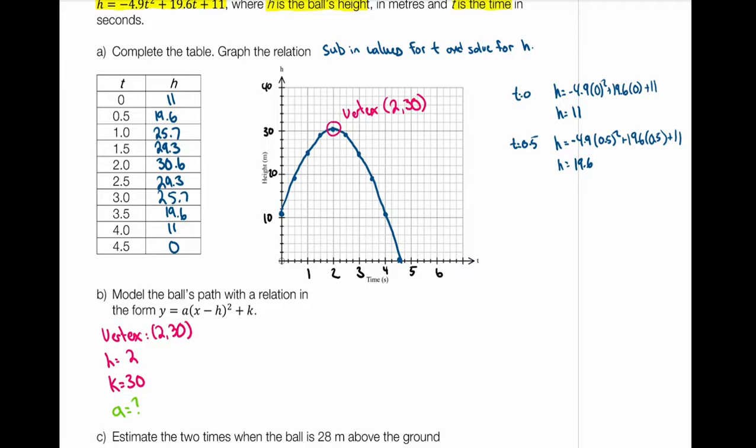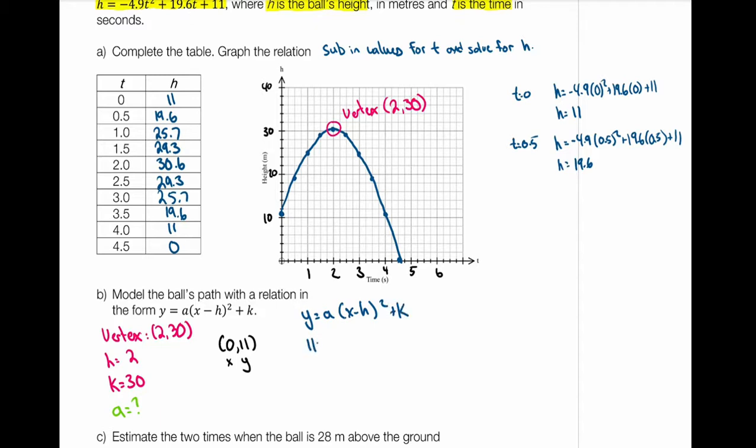So what I'm going to do is pick a point to plug in. In this case, I'm going to use the point (0, 11), just because it's nice numbers. Zero's in there, so that's going to help me get rid of some of the numbers, hopefully. And again, remember, 0 and 11 represent x and y. So in this case, I have an h, k, x, and y, so I can plug that all into my general form, y equals a(x minus h) squared plus k, and solve for a.